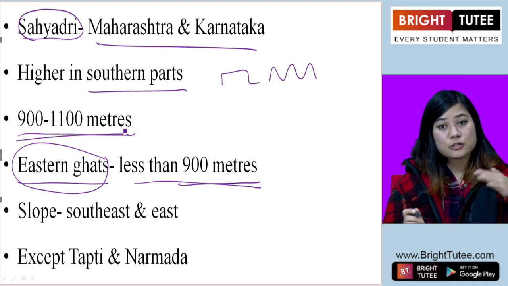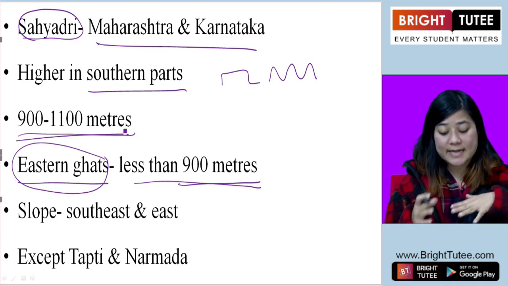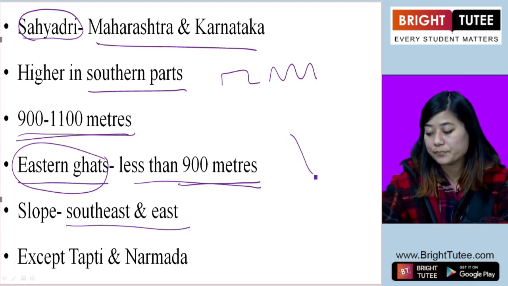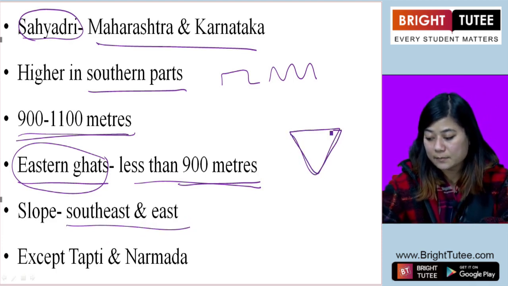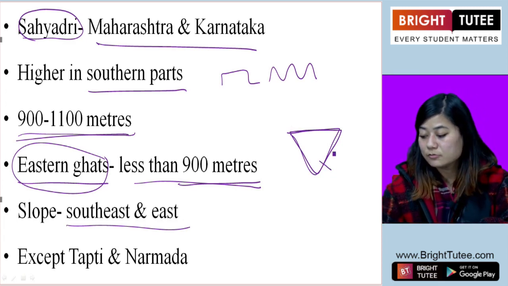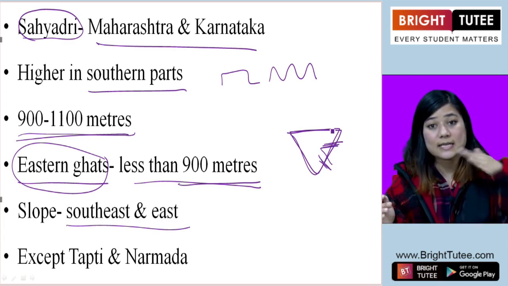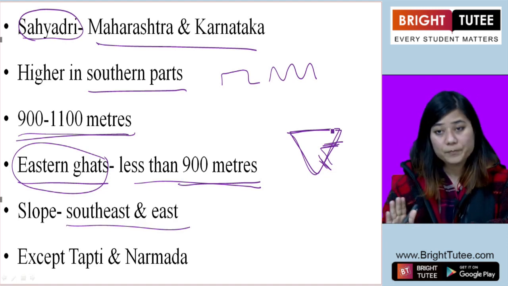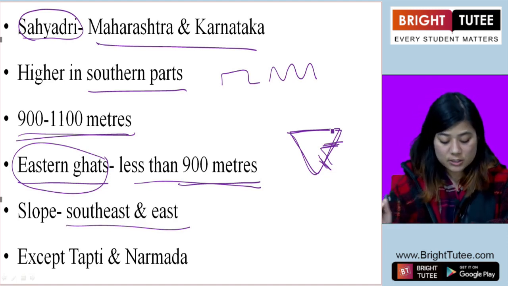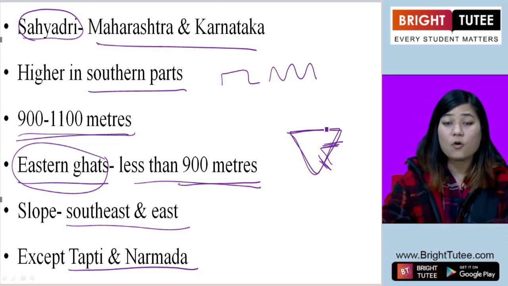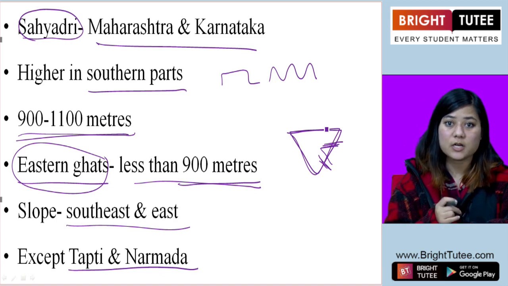Okay. Now the slope of the Deccan Plateau is towards the southeast and east. So if this is the Deccan Plateau, then the slope is south and southeast. So this is where it has its slope. So that is why all the rivers flow along this slope except the rivers Tapti and Narmada. They flow on the opposite side of the slope.